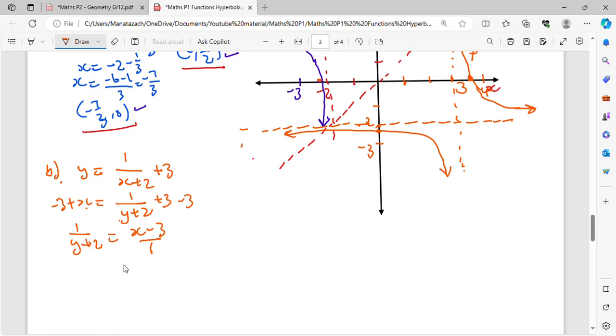Yes, now let's continue. If you cross multiply this, you'll have y plus 2 times x minus 3 is equal to 1. So you'll have y plus 2 is equal to 1 over x minus 3. You will have y equals 1 over x minus 3, minus 2.